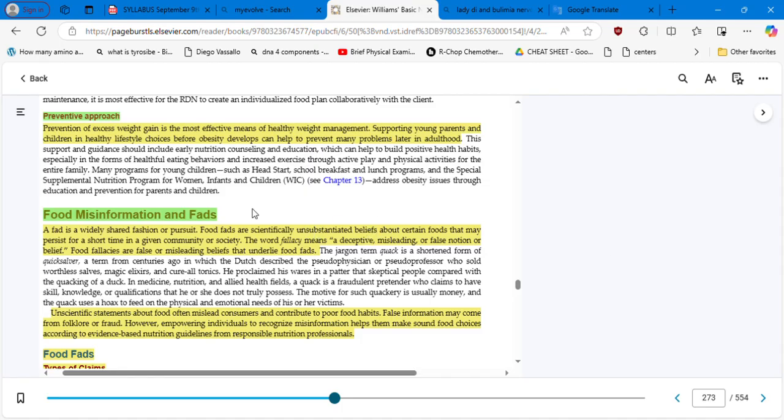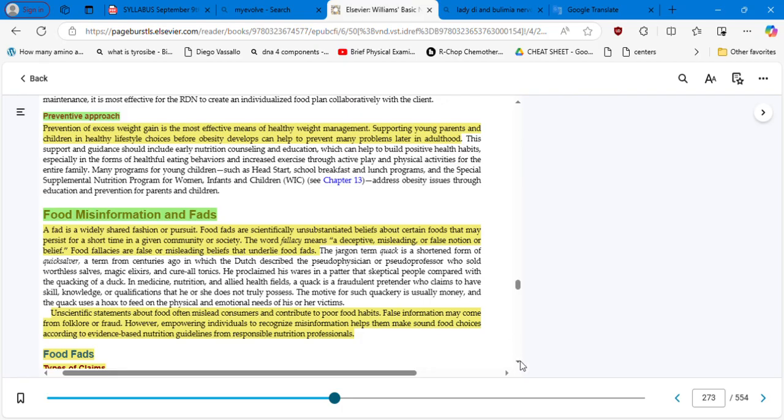Now we are going to focus on food misinformation and fads. A fad is a widely shared fashion or pursuit. Food fads are scientifically unsubstantiated beliefs about certain foods that may persist for a short time in a given community or society. The word fallacy means a deceptive, misleading, or false notion or belief. Food fallacies are false or misleading beliefs that underlie food fads.